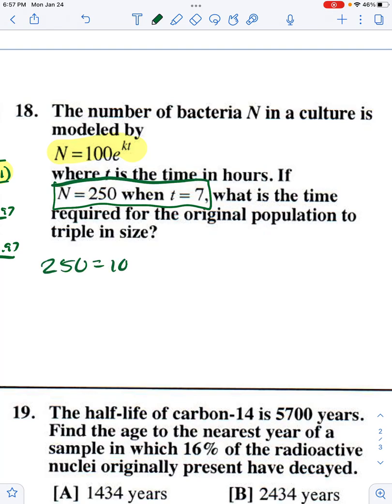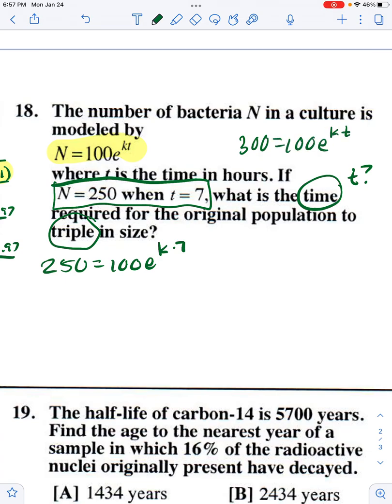And here's my example. N is 250 when t is 7. This is going to allow me to find k, but it's not asking me for k. It says, what is the time required for the population to triple? Okay, well, tripling is going to mean that in the end there's 300, not 250. The problem is I don't know either k or t. So I'm using this given information to find the k value.